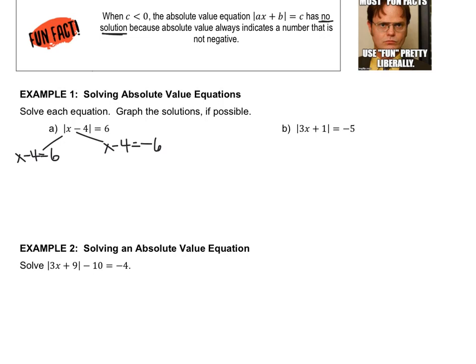So this equation, pretty simple, right? You add 4 to both sides, you get x equals 10. And then the other one, you do the same thing, you add 4, but this time you get -2. So these are my two answers to the equation: x equals 10, or x could be -2, because you don't really know which value of x it is.